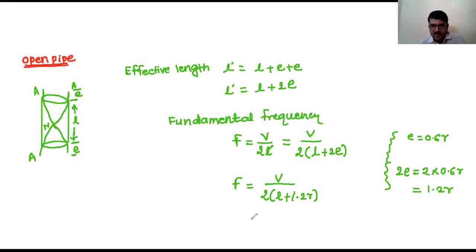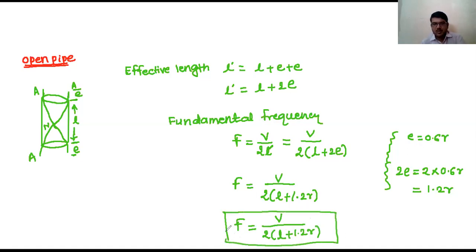So what are you getting as the fundamental frequency then? P by 2 into L plus 1.2 R. So you can keep it in a box. F is equal to P by 2 into L plus 1.2 R. This is in case of open pipe. This is the fundamental frequency in case of open pipe with end correction. Keep it in mind.